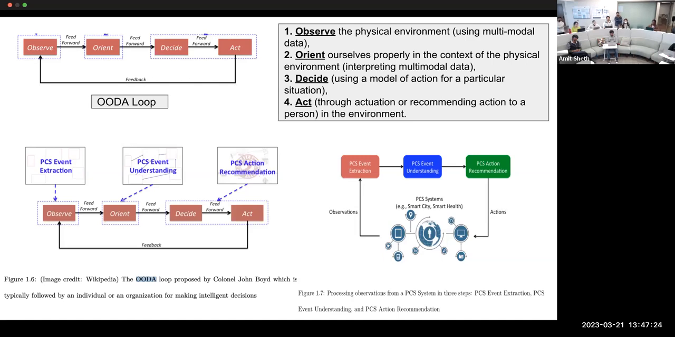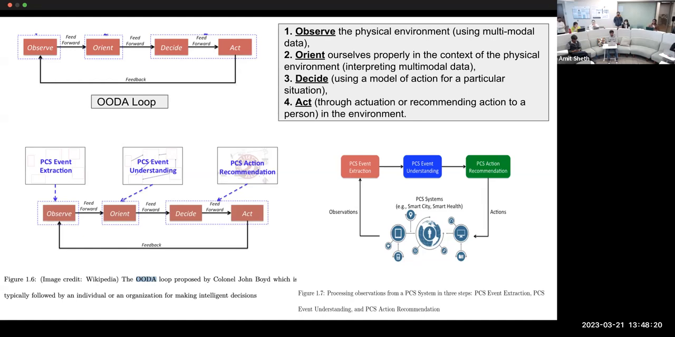Basically, we first observe the environment, and then the feed forward actions go towards the orient part and then towards the decide and act parts. In Pramod's work, he tries to map these four components to his thesis. In observe, we observe the physical environment using multimodal data, like sensors. Orient means we orient ourselves properly in the context of the physical environment, that is, we interpret the multimodal data. Decide means using a model of action for a particular situation or scenario. And act means we recommend some actions to be performed in this environment.